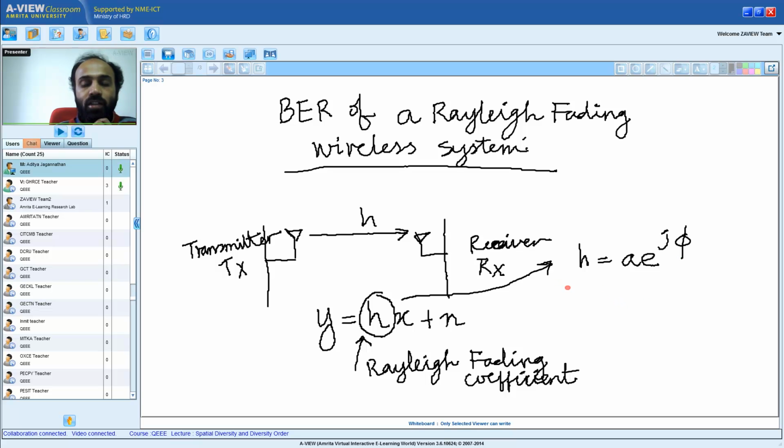Can someone tell me what is the distribution of the amplitude A and also the gain G? Does anyone remember what is the distribution of amplitude A, and what is the distribution of the gain G of the Rayleigh fading channel coefficient? Can you prompt me on chat?